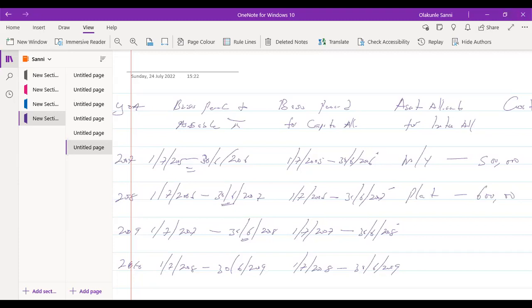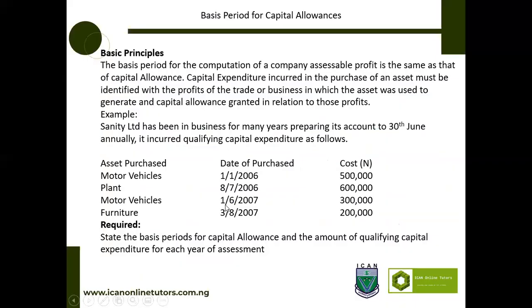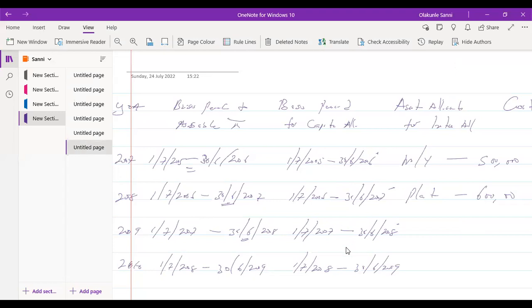Next one is the motor vehicle. A new motor vehicle was purchased on 1/6/2007 for 300,000. So in what year of assessment? If I use 1/6/2007, where? It's still 2008. So I have to have a motor vehicle. That means there is an additional motor vehicle of 300,000 that enjoyed initial allowance.